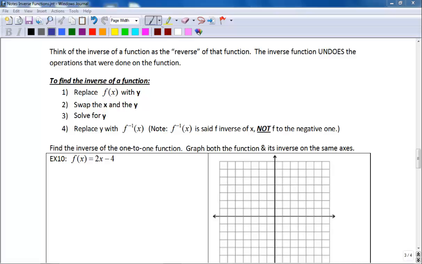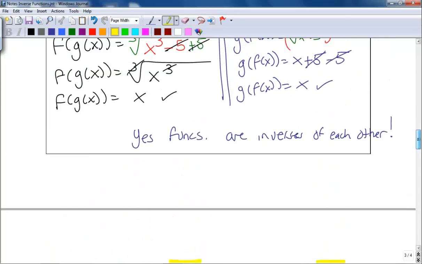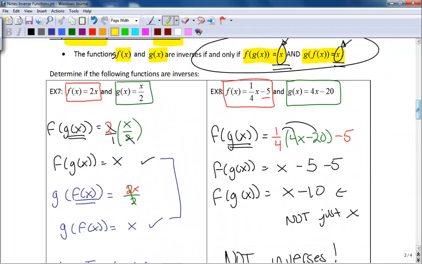So you really want to think of inverse functions as the reverse of that function. So it basically undoes all the operations that we had already done on a function. So let's take a look back at the examples we did before. If f of x is 2x, well, what am I doing to x? I'm multiplying it by 2. Then its inverse has to do the opposite of multiplication, which would be division.